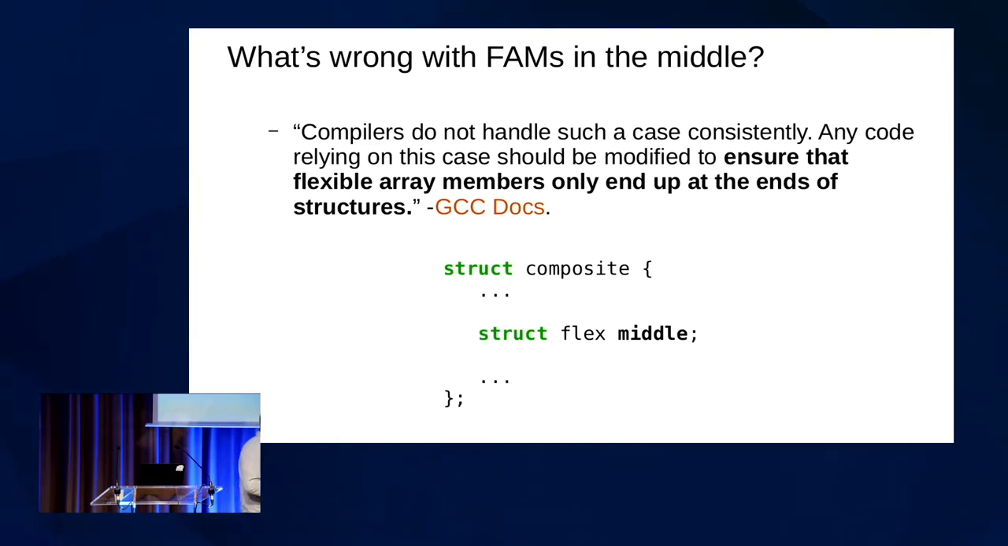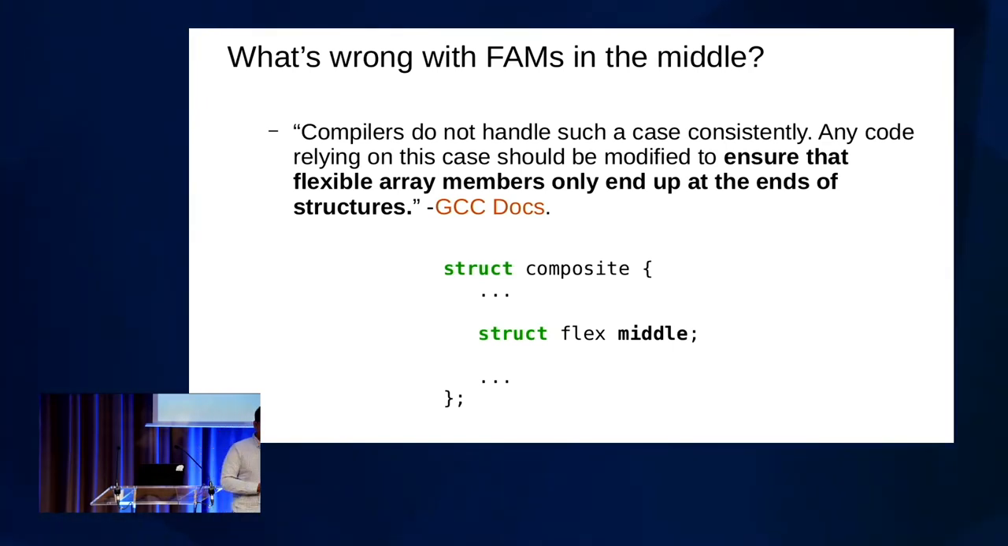Now, there are a couple of reasons for this. One is that compilers get confused about the sizes of flexible array members when they are in the middle of composite structures. So they cannot determine exactly how big the flexible structure is when we try to determine the size, in this case, of the middle object.